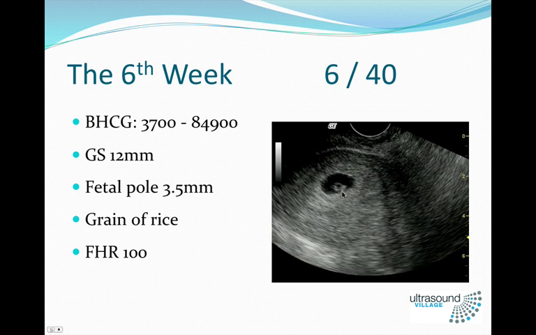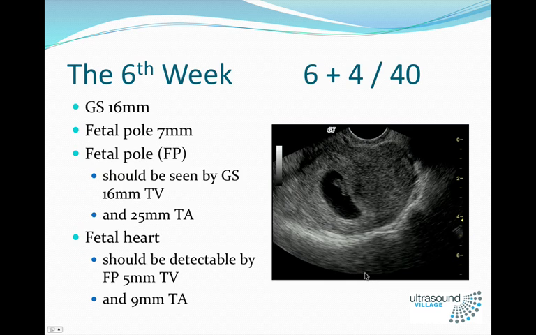Here's another one. Yolk sac, still got that nice double decidual ring, you see that? Echogenic, dark, echogenic. Gestational sac, yolk sac, fetal pole. Okay, so 6 weeks, that's what they look like. 6 weeks and 4 days, our gestational sac's up to 16 millimeters. Fetal pole is 7 millimeters.